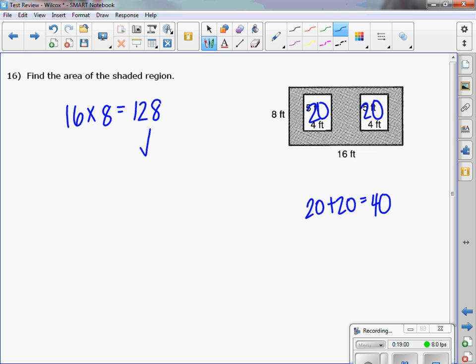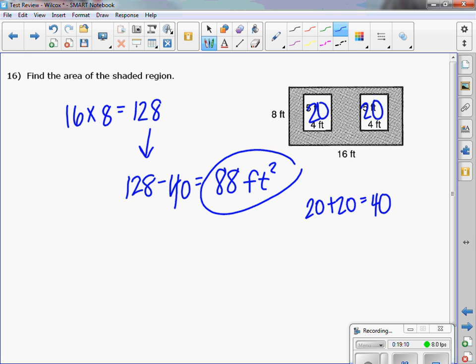So I need to take 40 away from 128, which leaves me with a total area of 88 feet squared that is shaded.